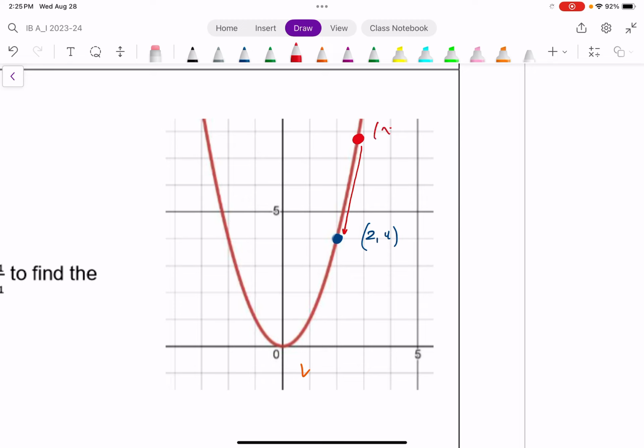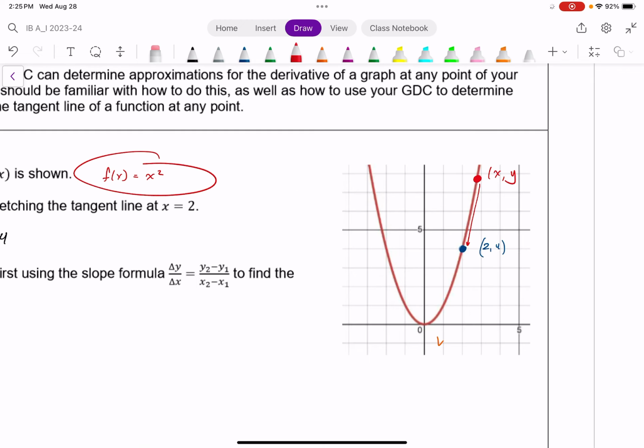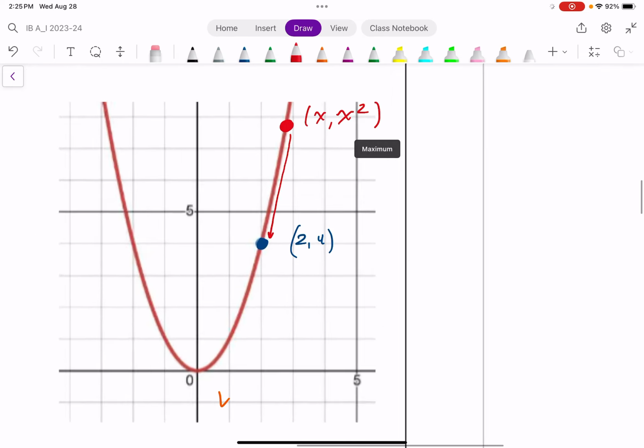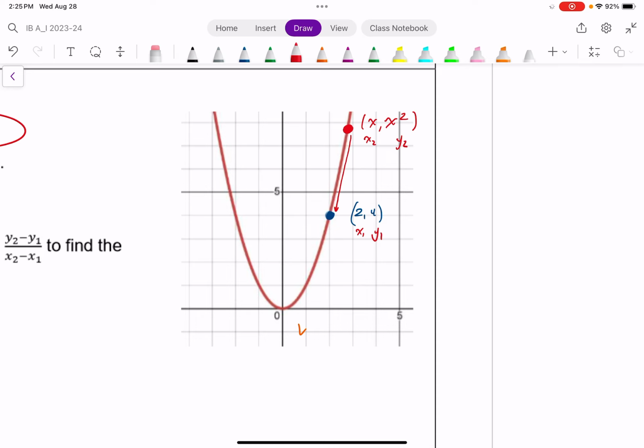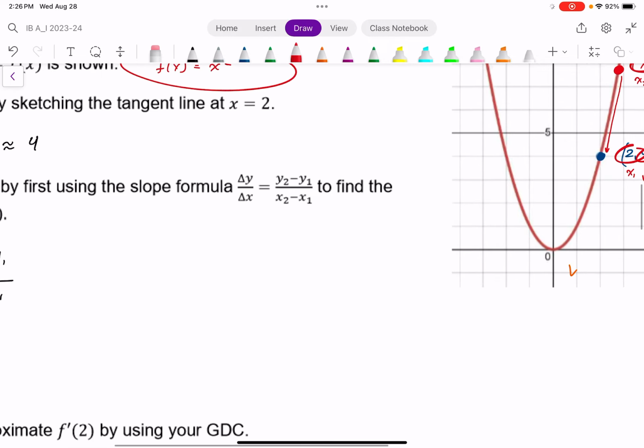So that point there in red, where is it? Well, the x coordinate is just x, because I want to imagine that point being dynamic. I want to imagine it being movable. It's not a fixed point like that 2, 4. The y value, I could say y, but don't forget y is the same as x squared. And so I'm going to call this x squared. Let's make this x1, y1. Let's make this x2, y2. And so using my slope formula, y2 minus y1 will be x squared minus 4 over x minus 2.